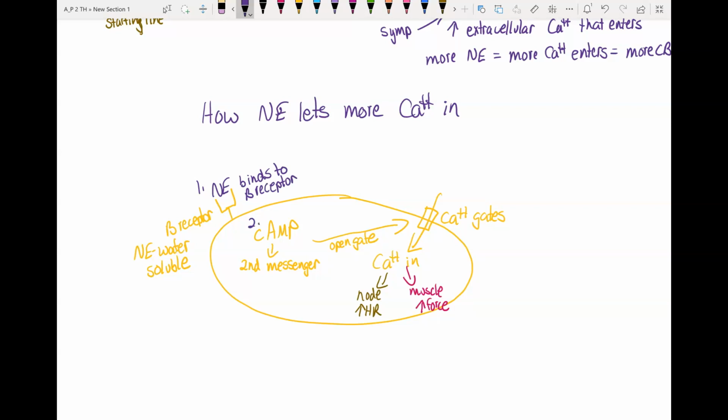Step 2 is that then activates the cAMP, the second messenger. Then step 3 is the cAMP opens the calcium gate. And then step 4 is extra calcium enters. Then step 5 depends on if it's a node or a muscle. So step 5 in a node would be increased heart rate. Step 5 in a muscle would be the increased force due to the more cross bridges.